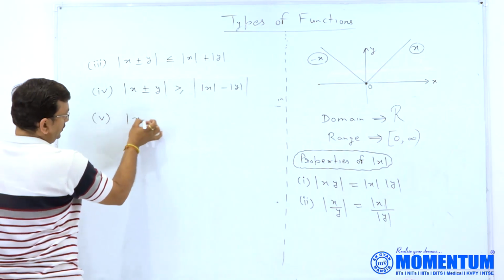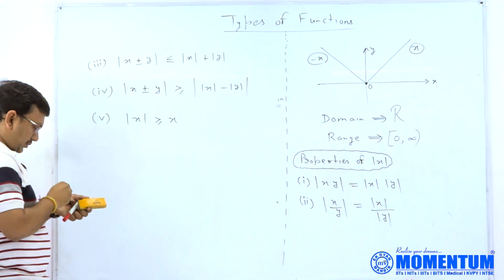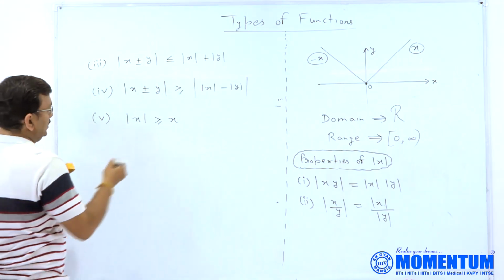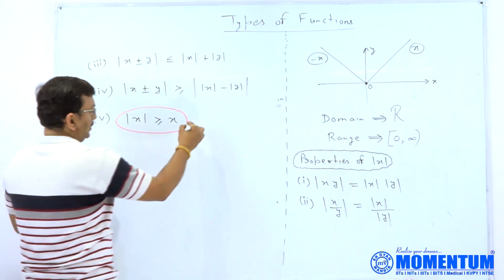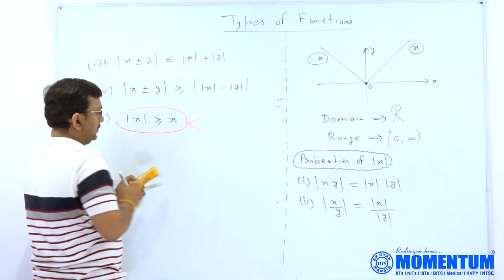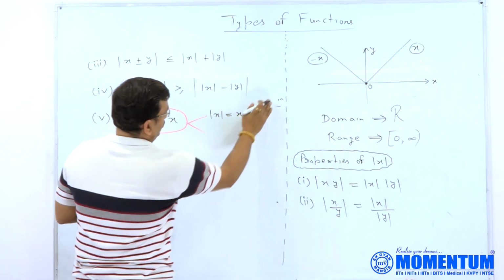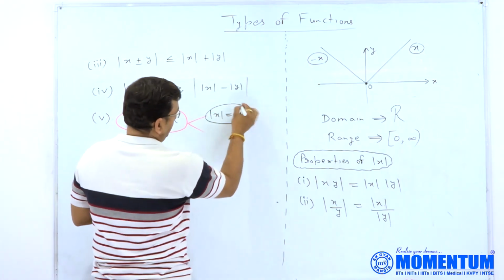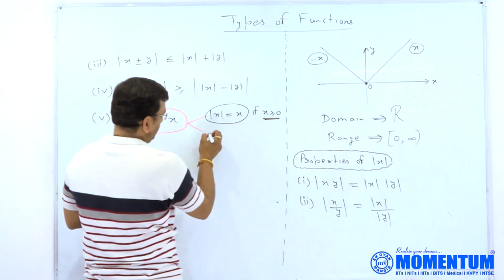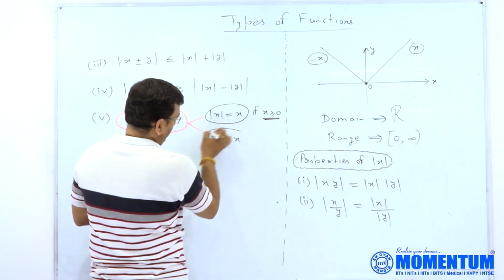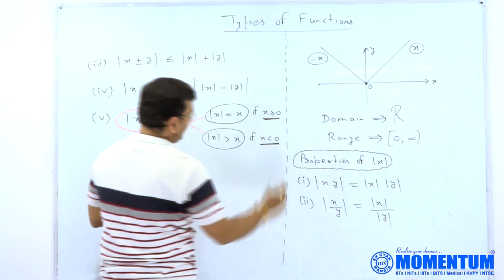mod of a number is always greater than or equal to that number. Equal when the number is positive or zero, greater when the number is negative.